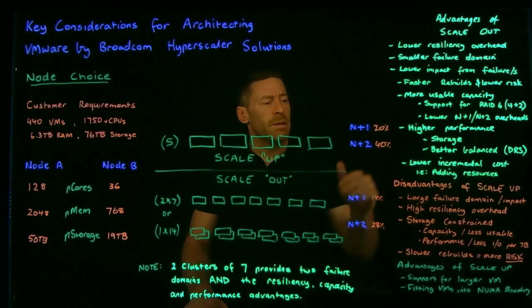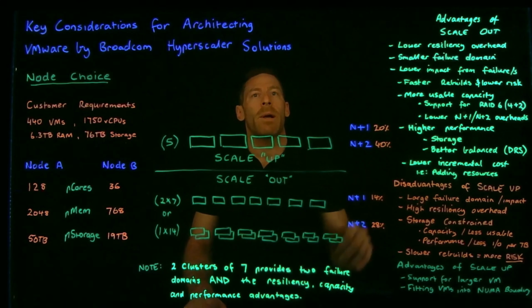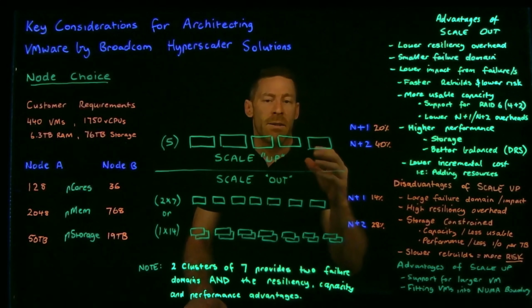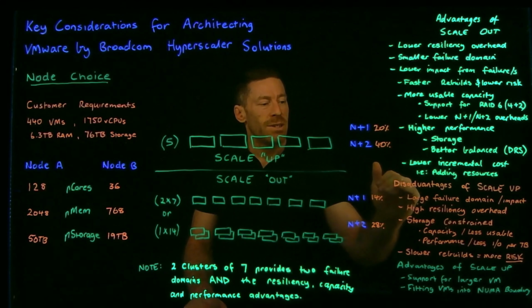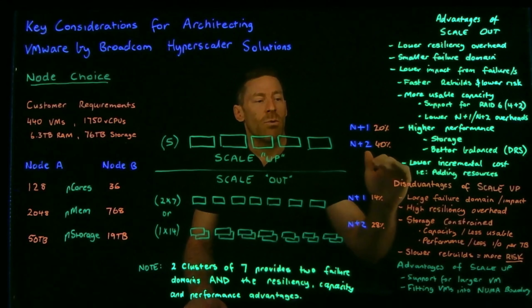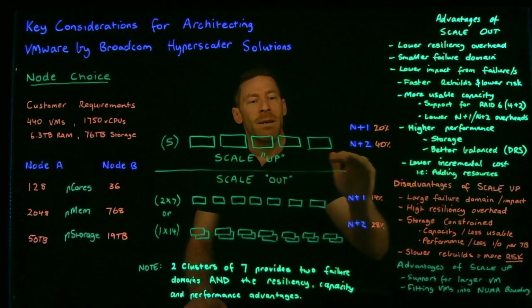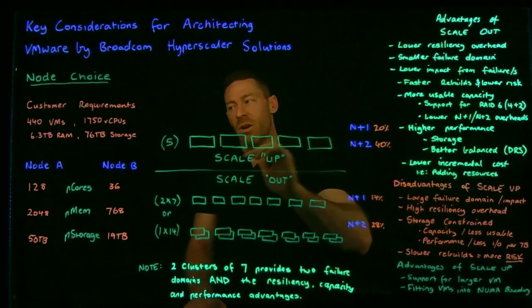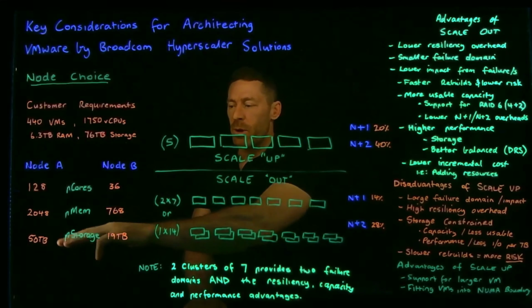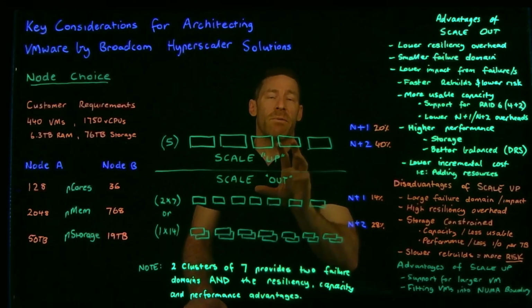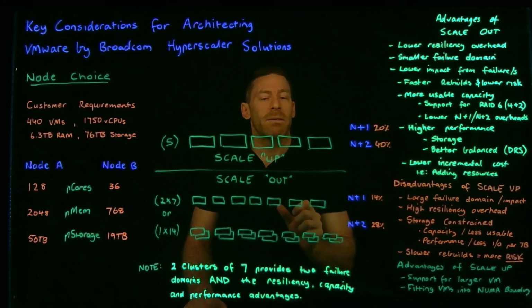Okay, let's talk about some of the disadvantages of a scale-up architecture. So in this example, we've got 5 nodes in our cluster, and realistically, in the event one of them fails, it's quite a large failure domain. So what we mean by large failure domain is the resources in one of these nodes is 128 physical cores, 2 terabytes of memory, and 50 terabytes of physical storage capacity.